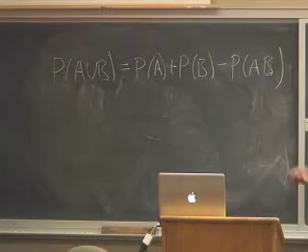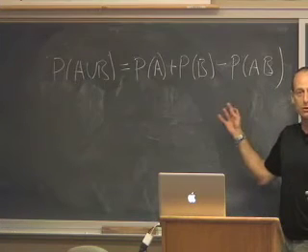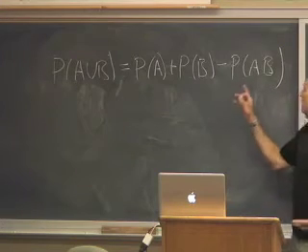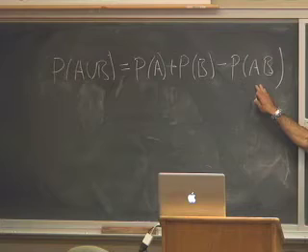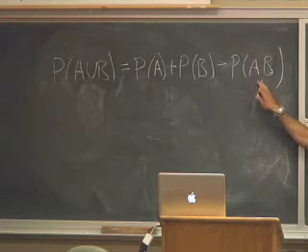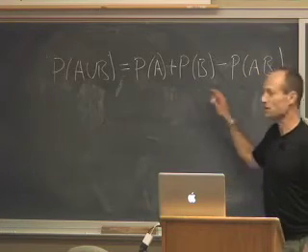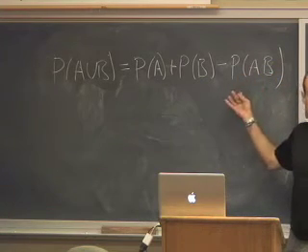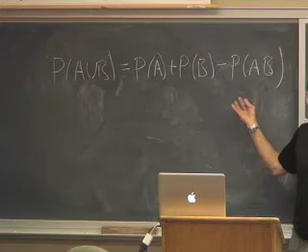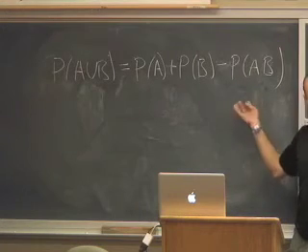Okay? In the special case that A and B are disjoint, A intersect B is empty. The probability of the empty set is 0. So in the special case that A and B are disjoint, this reduces to the third axiom. When A and B are not disjoint, we get this extra thing to subtract.